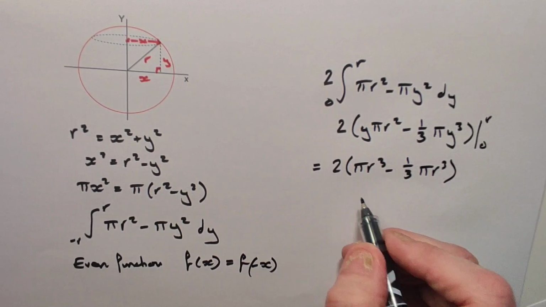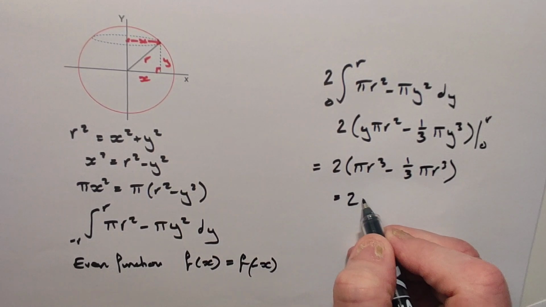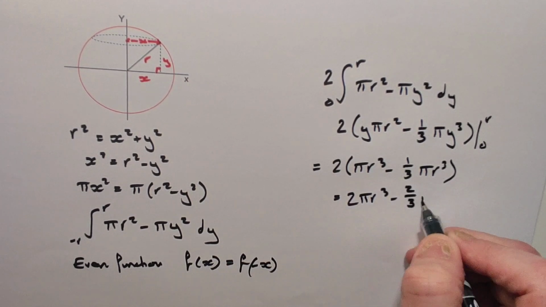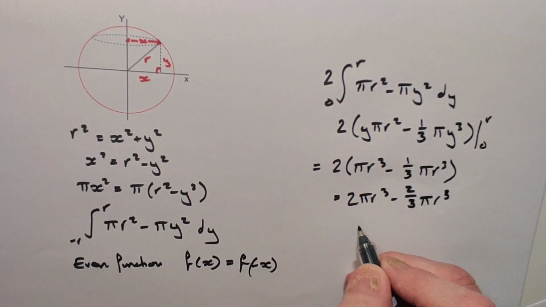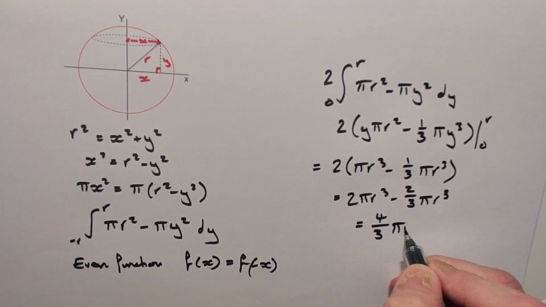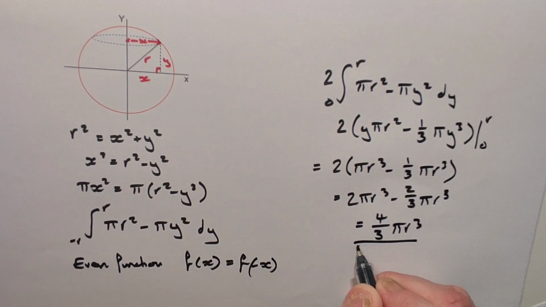And now you can probably see where this is going. Equals, multiply out the 2, minus 2/3 pi r cubed, which equals where we're heading for, 4/3 pi r cubed. And that's the volume of a sphere.